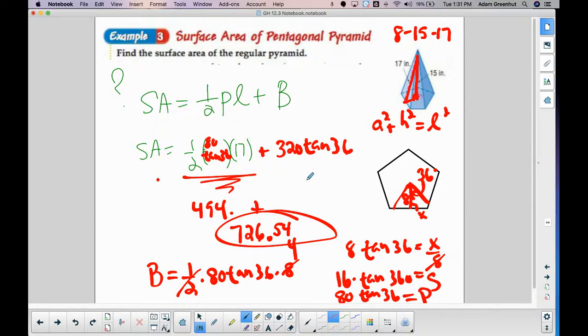320 tan 36, just for those of you who are really trying to follow along. That was 232.5, and then I could add those together to get about 726.5. And of course, it's inches squared because it's surface area. So the 494 represents the 5 triangles, lateral faces, and the 232 represents the area of the pentagonal base. And when I add them together, I get the total surface area of about 726.5 squared inches.